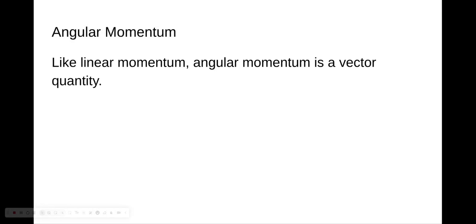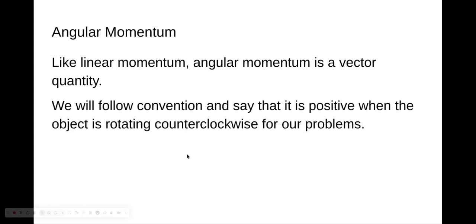With linear momentum, that was a vector quantity. Angular momentum is also a vector quantity. It has a specific direction. I don't believe that the AP curriculum requires you to learn the right hand rule, but it's really very simple. If the object is spinning in a certain direction, you curl the fingers of your right hand in that direction, and whichever way your thumb is pointing, that's the way the angular momentum is directed.